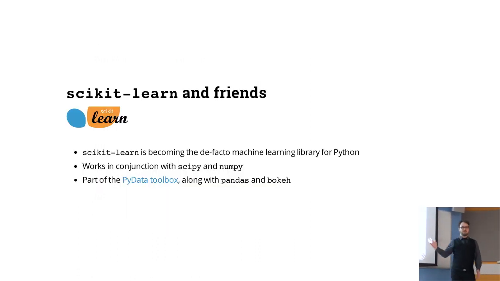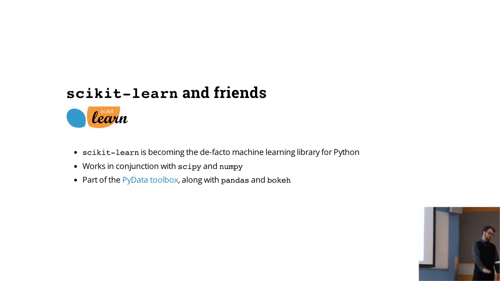with scikit-learn and friends. So scikit-learn is, in my opinion, rapidly becoming the de facto machine learning library for Python. There are others for deep learning, but for lots of the nuts and bolts of machine learning, it's your go-to. It works well in conjunction with SciPy and NumPy. I often have trouble making the distinction between SciPy and NumPy. And it's part of the PyData toolbox. So if you go to pydata.org, there's a bunch of stuff listed there, notably Pandas and Bokeh, both of which I'll be using here. So it's a really neat little library, a big library. It's got a collection of algorithms, grouped by family, and a bunch of utilities for pre-processing data and doing machine learning pipelines.